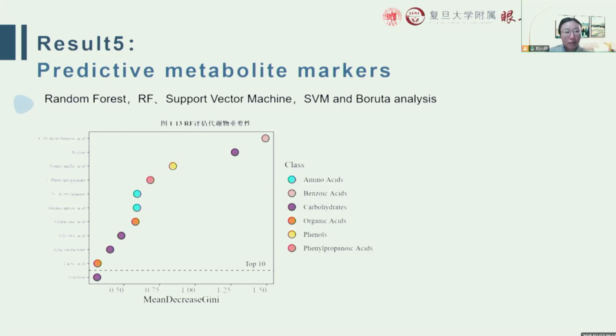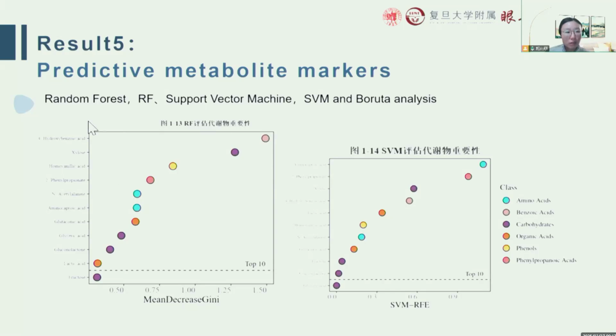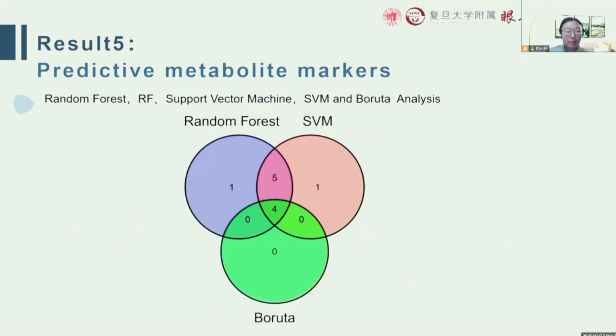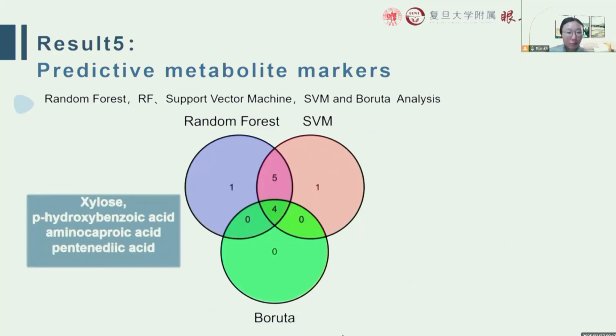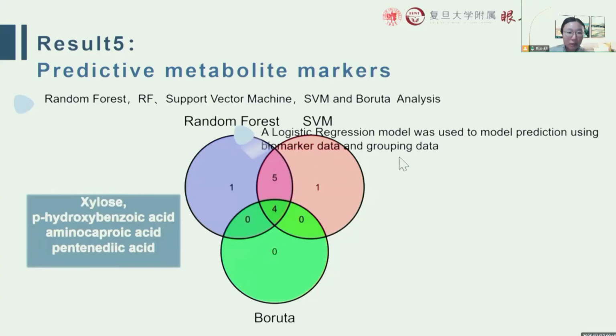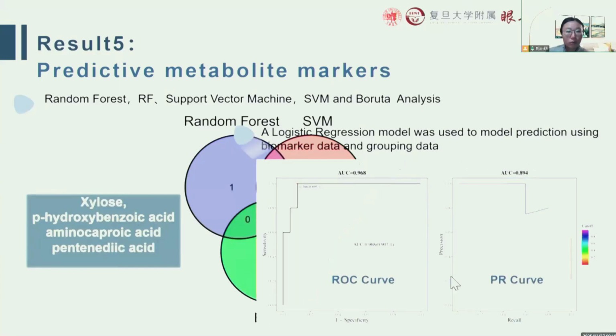So we conducted several machine learning strategies, which are random forest, support vector machine, and Boruta analysis. And surprisingly, there are 4 metabolites in common among these 3 machine learning strategies. So these 4 metabolites can be markers with predictive meaning. And we also conducted a logistic regression model to predict, with the ROC curve and PR curve.